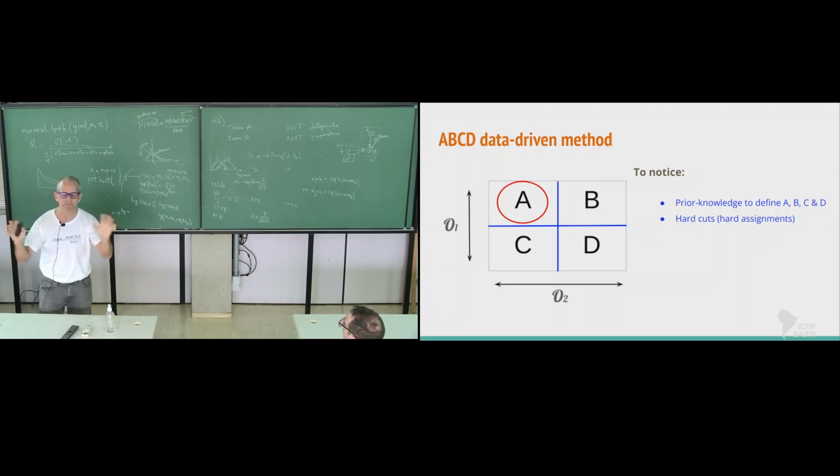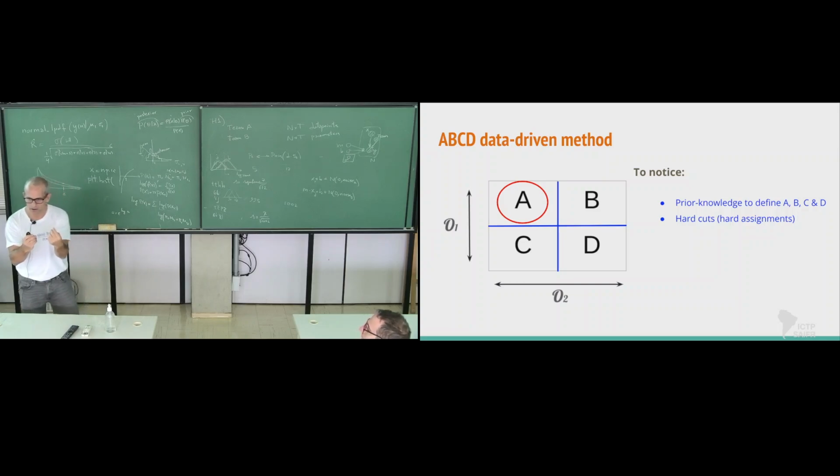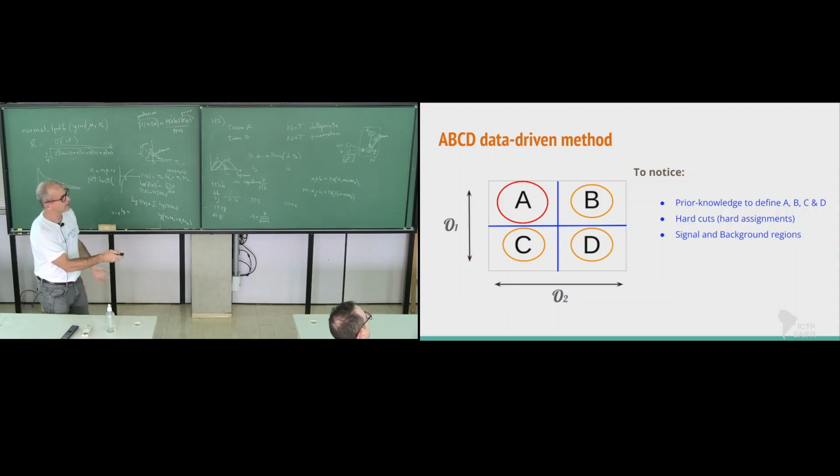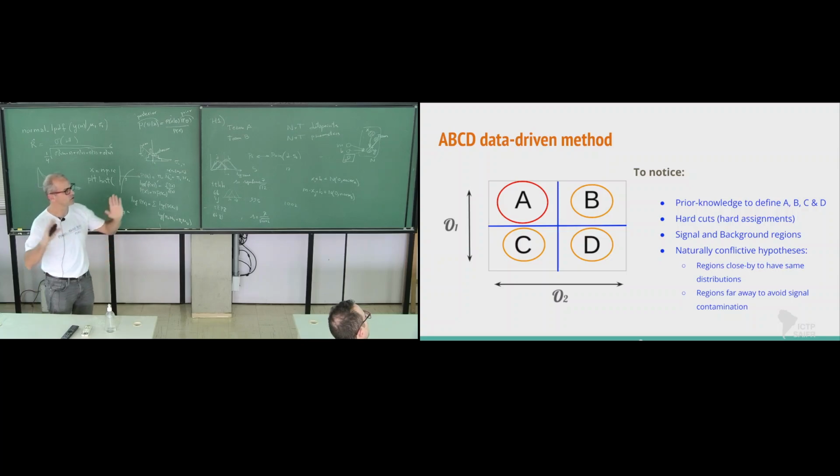We can see them both simultaneously and assume that there is a mixture of signal and all the backgrounds, and because of the properties that you expect, infer how much signal you have. That's where we're going: signal and background regions, okay? And this has a natural conflicting hypothesis. You want regions to be close enough to have the same distribution, but not so close that signal is present in B or in C.